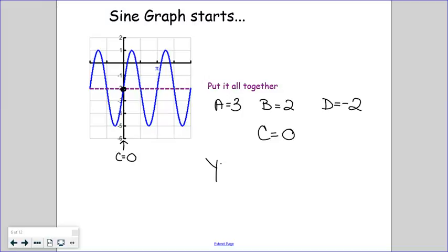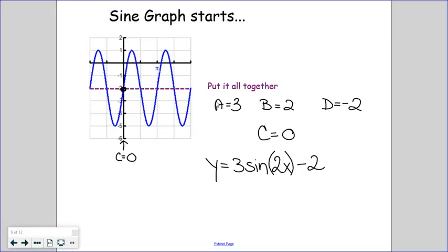So we could write this as y equals 3 sine, because I'm starting at the midline. And then we have a b value of 2. We don't have a c value, so I don't need parentheses, minus 2. If you choose to always put the parentheses in there, that's fine. Questions? Okay, that should hopefully sum up our review on equations, what we've talked about so far.